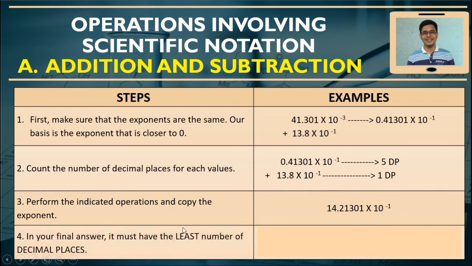And for your final answer, you need to consider the least number of decimal places. So let's go back to step number 2 wherein we have 5 decimal places and 1 decimal place. Therefore, for your final answer, it must only have 1 decimal place. So this 14.21301, we need to round it off to the nearest tenths, because it should only have one decimal place. And it will give us the final answer, 14.2 times 10 raised to -1. And that is our example for the operation involving scientific notation under addition and subtraction.